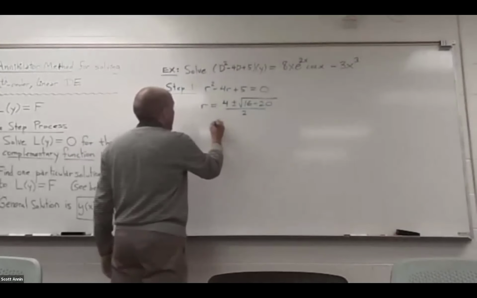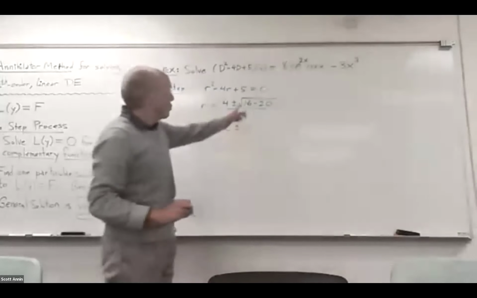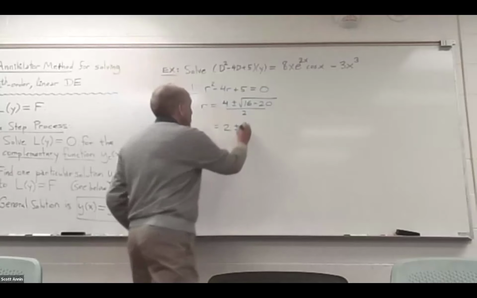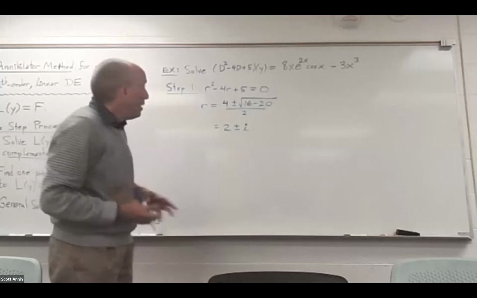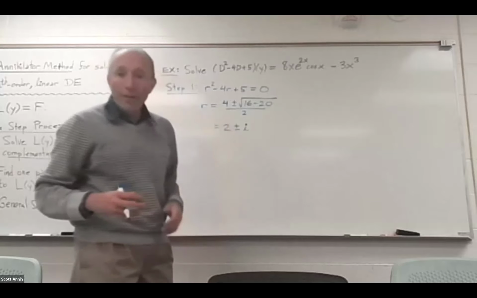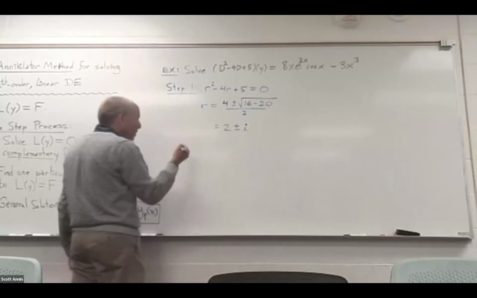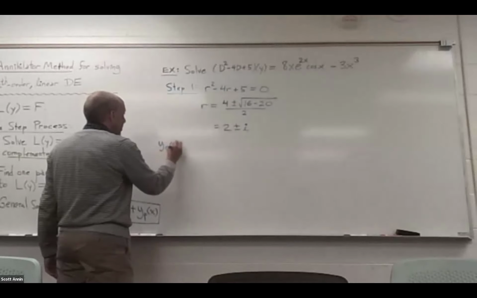And if we simplify that, we're going to get 4 over 2 plus or minus the square root of negative 4, which is really 2i. But we're dividing 2i by 2, so we just get 2 plus or minus i. And so once again here, we have a pair of imaginary roots. And so we're expecting to see sines and cosines in our answer. This is the complementary function.